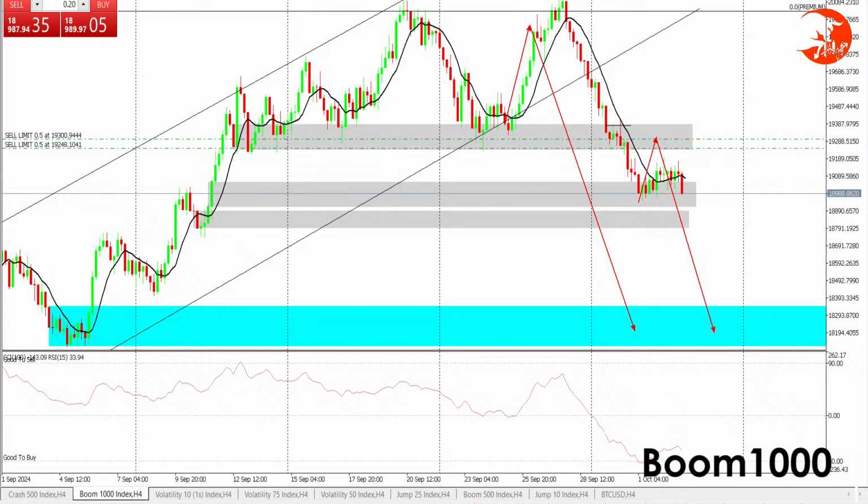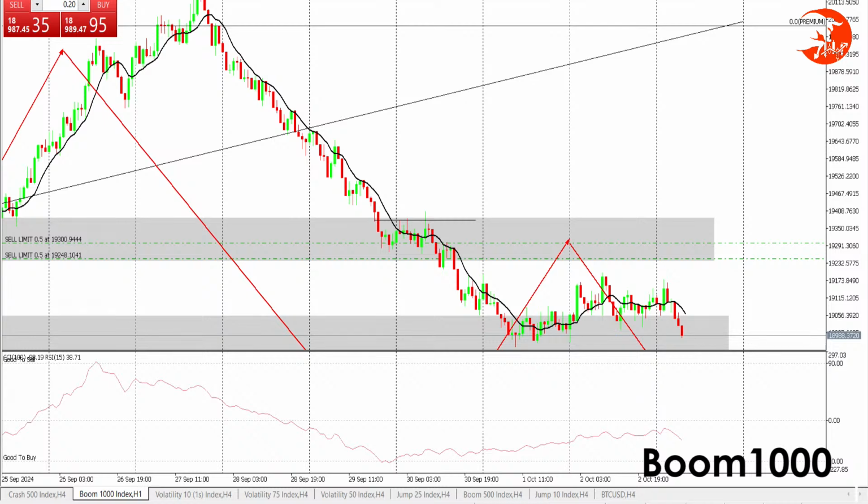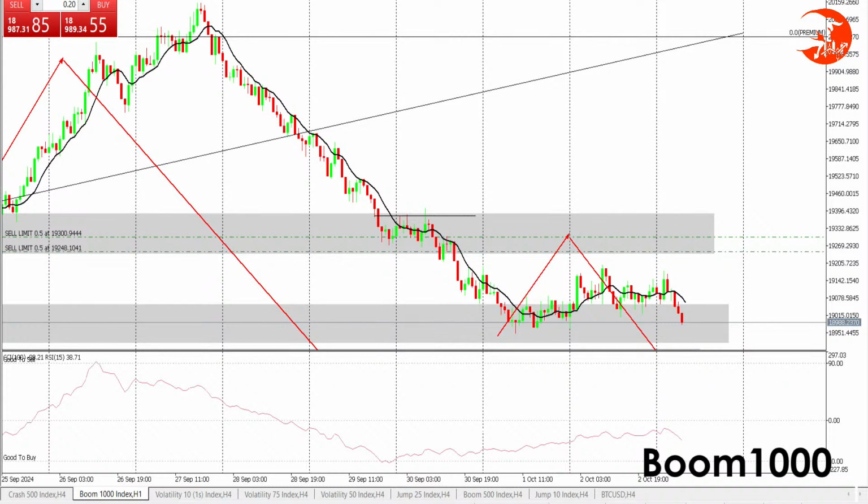So with Boom 1000, we all know how we've been following it up. Yesterday we wanted it to come to that level, which is our sort of breaker block, and then we get our entries, but it failed. It hasn't reached. In fact, if we go to H1, we may see something. Let's look at that.